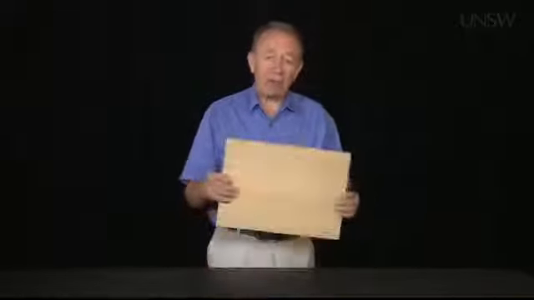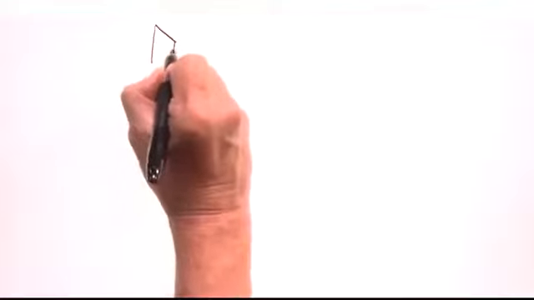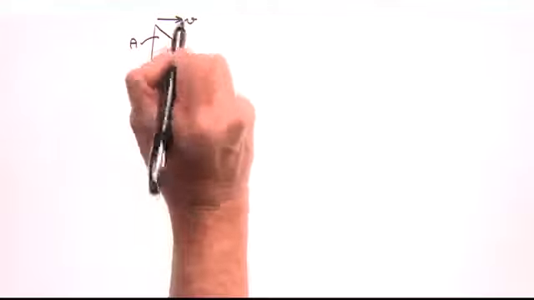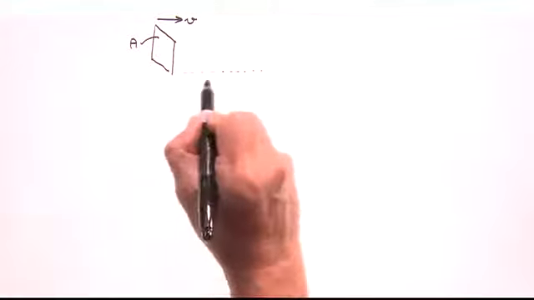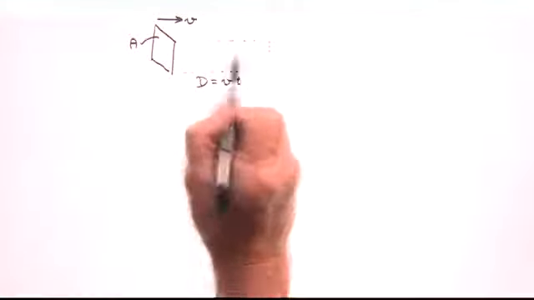Remember air resistance. Let's get quantitative about it. Suppose you have a not very streamlined object like this plate, and you push it through the air at constant speed v. Suppose our object with cross-sectional area A travels a distance d equals vt. Then suppose that all of the air in front of it is accelerated from rest up to speed v.